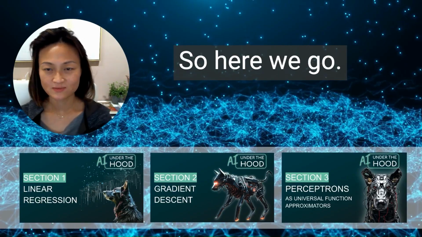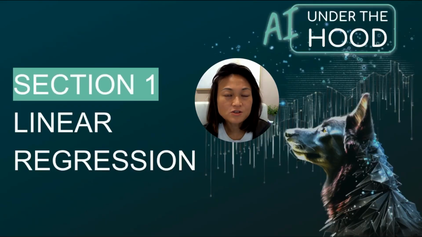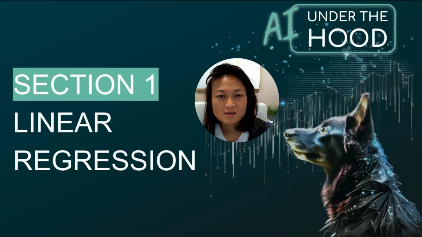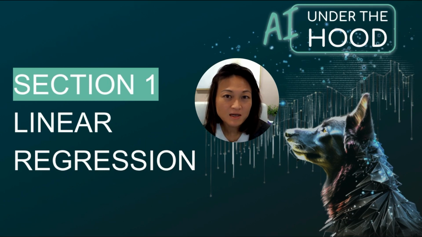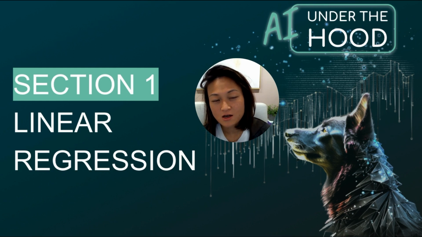So here we go. In section 1, we're going to be taking you back to high school math and reminding you of what linear regression is. It might seem very simple and at this stage unclear how it's related to state-of-the-art artificial intelligence, but trust me, just in the next few minutes, you're going to learn some really key concepts that you will use over and over again when you work with AI systems.